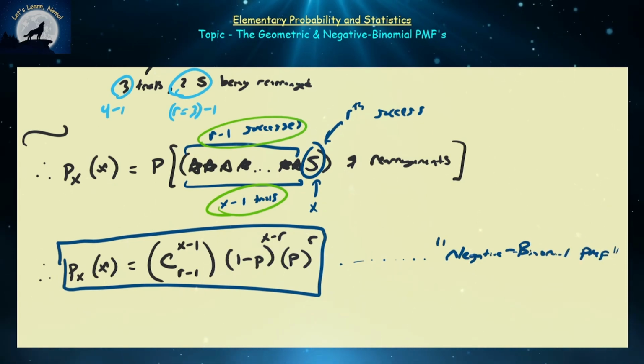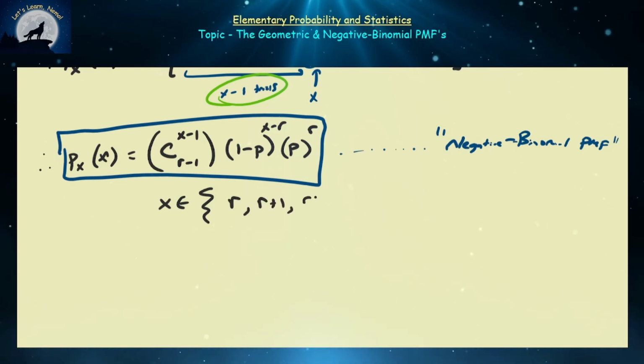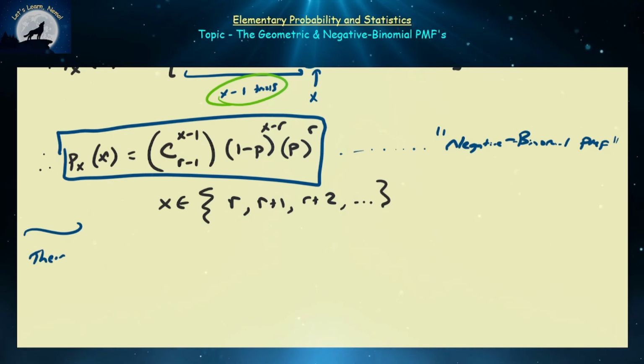probability mass function. And what is the minimum value that x can be? If we want our r successes, we need at least r trials. So the smallest value is going to be r, and then r plus 1, and then r plus 2. And again, this is not bounded above. Now there are some formulas for the expected value, variance, and standard deviation for negative binomial random variables, but I'll leave those theory people to take care of this for you.